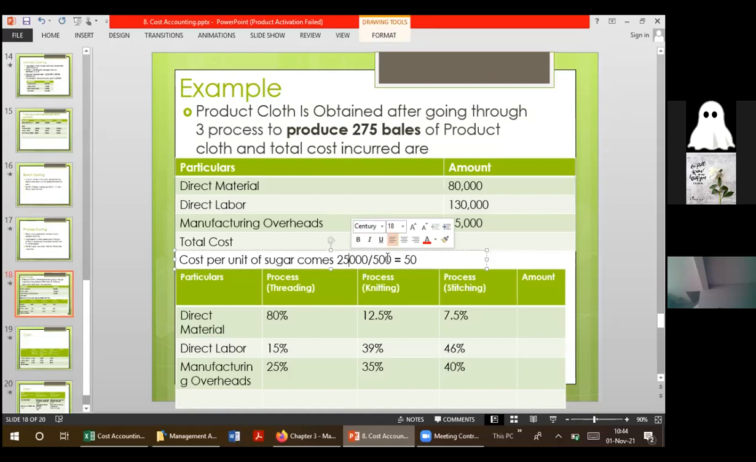So we created 275 bales of cloth. What is the total cost here? 130 plus 80, 210, 275. 275,000. So 275,000 divided by what? 275. So total per unit cost would be 1,000. Must add up to the same thing once you solve the problem.